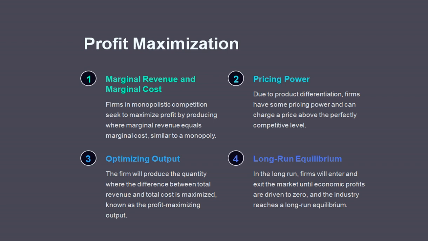Pricing power. Due to product differentiation, firms have some pricing power and can charge a price above the perfectly competitive level. Optimizing output. The firm will produce the quantity where the difference between total revenue and total cost is maximized, known as the profit maximizing output. In the long run, firms will enter and exit the market until economic profits are driven to zero, and the industry reaches a long run equilibrium.